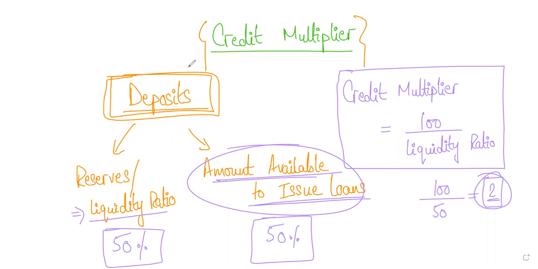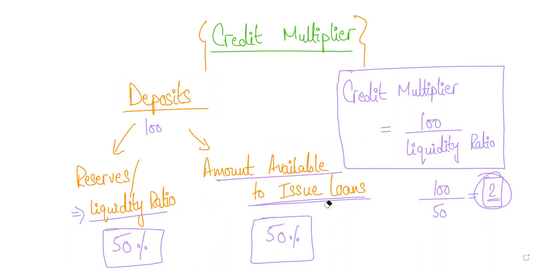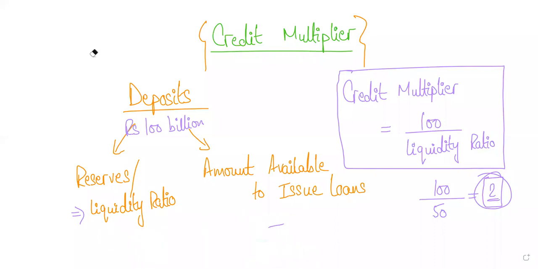Now have a look at this. Out of the 100 total deposits that we were assuming, the total amount in the country, as per our example, was 100 billion rupees. Out of that 100 billion, 50 billion was not available because the liquidity ratio is 50%. The remaining was available to issue loans, right? Now the credit multiplier turns out to be 2, which means that you can issue 2 times the amount that is available to issue loans.